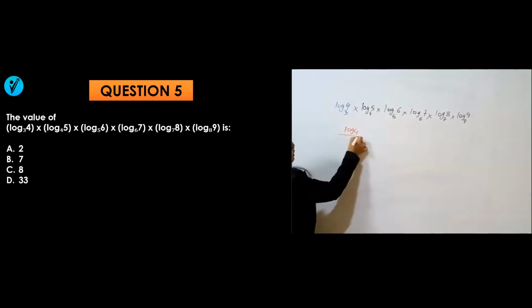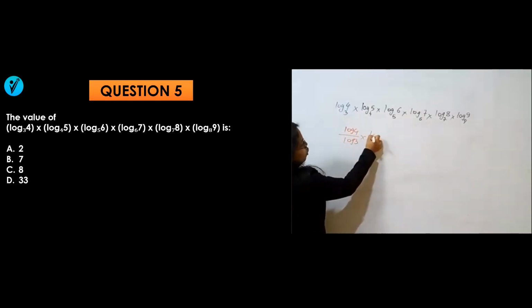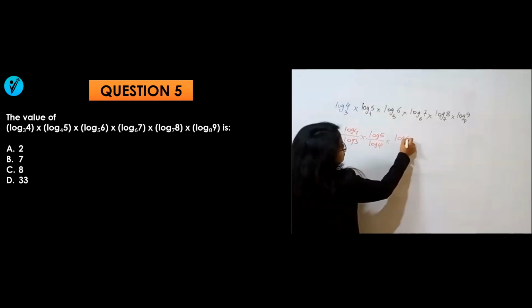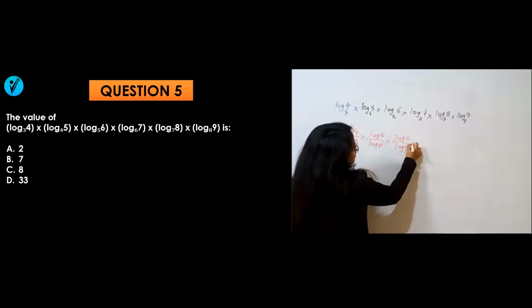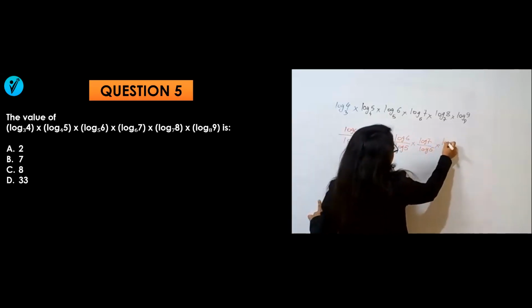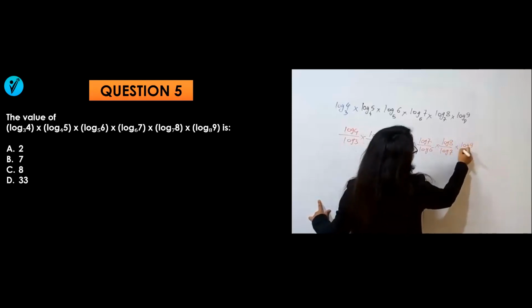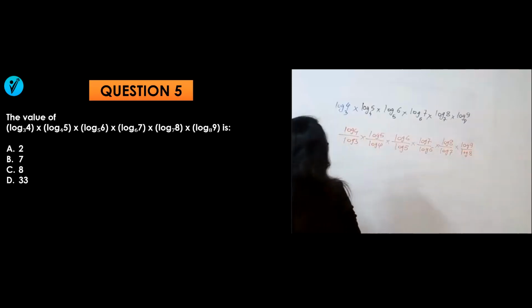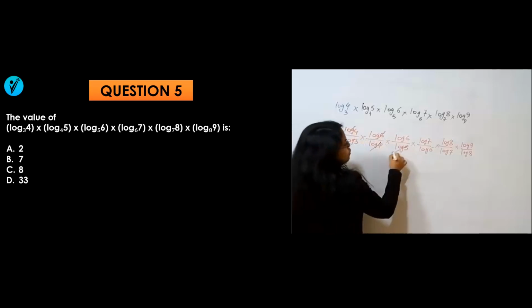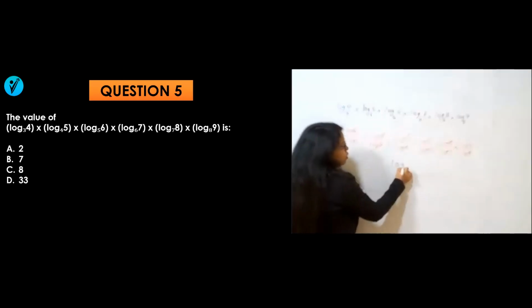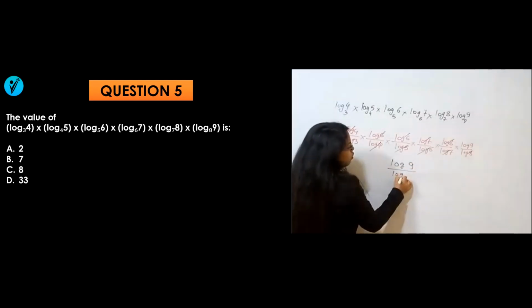Log 4 by log 3 into log 5 by log 4 into log 6 by log 5 into log 7 by log 6 into log 8 by log 7 into log 9 by log 8. Now what can we get cancelled? You can see log 4 cancels, log 5, log 6, log 7, log 8 cancel. So what will be remaining? Log 9 divided by log 3.